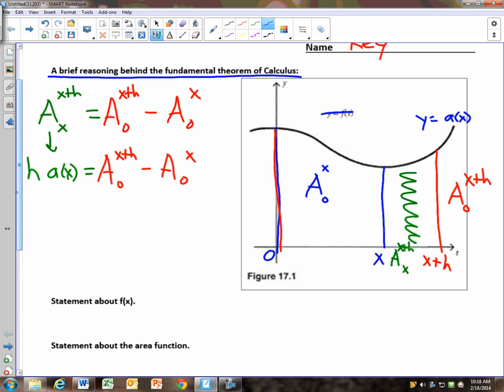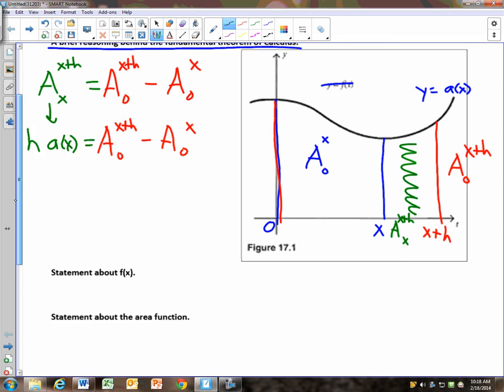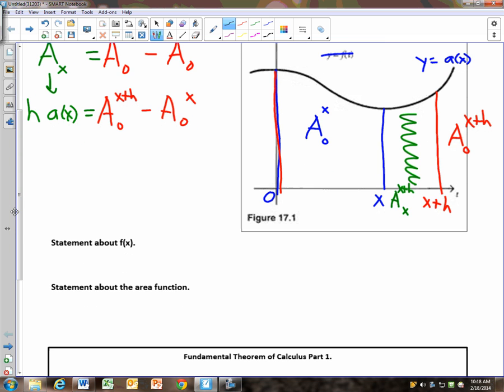Oh boy. Now watch. I'm going to pull a trick here, everybody. I'm going to divide through by h. The function then, a of x, the top function, is equal to a from 0 to x plus h minus a from 0 to x all over h.